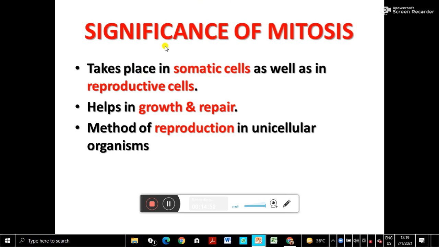Because the division takes place, what happens? It helps in growth and repair. Growth of the body. We all have grown because of the cell division, and whenever a wound or injury occurs, new cells are formed from the surrounding cells. So the wound healing, that is called repair. Wound healing takes place.